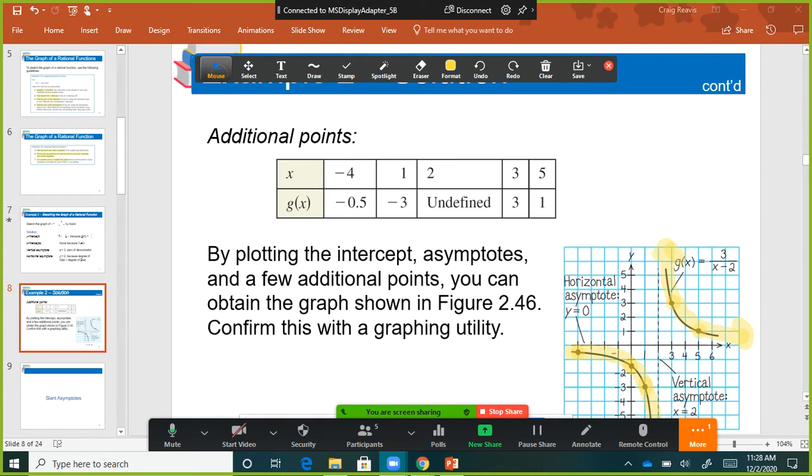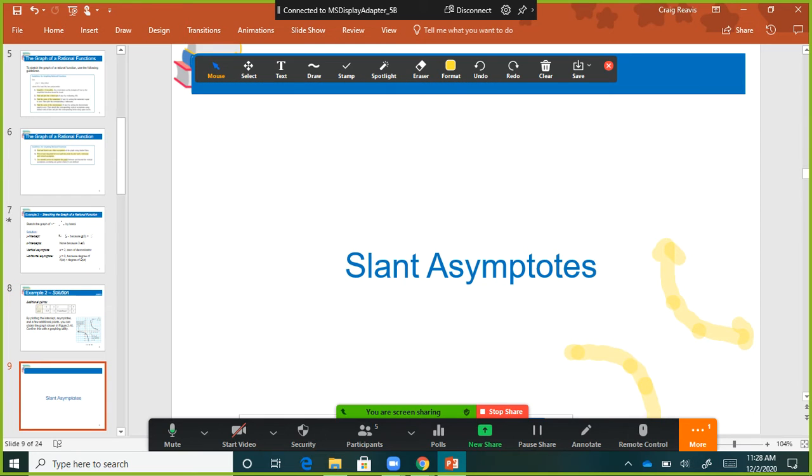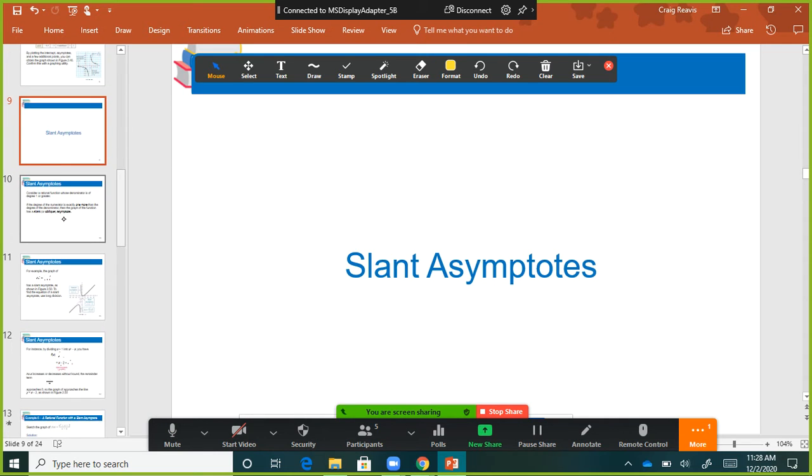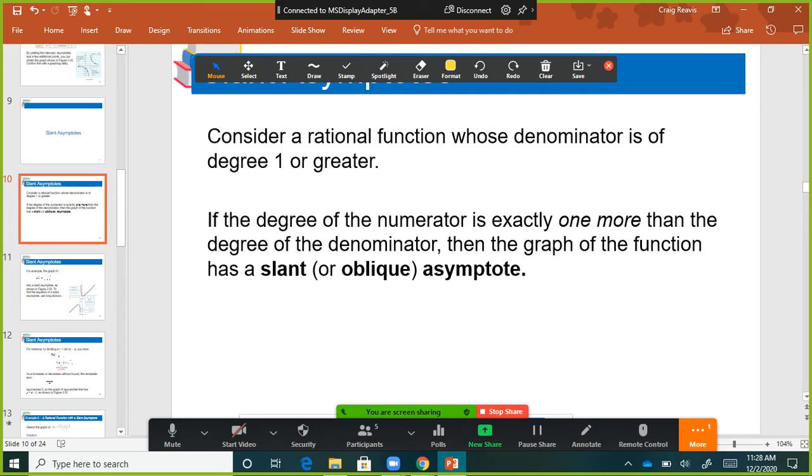Let's see what we've got next. All right, so let's talk about where we get a slant asymptote from. All right, so we're just considering a rational function whose denominator is of degree 1 or greater. If the degree of the numerator is exactly 1 more than the degree of the denominator, then the graph of the function has a slant or oblique asymptote.